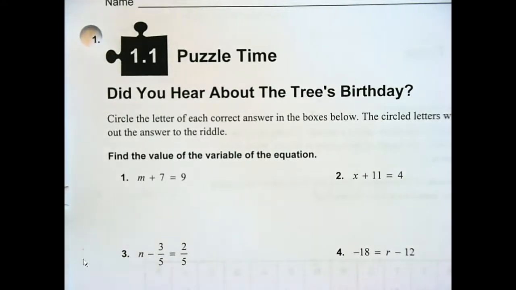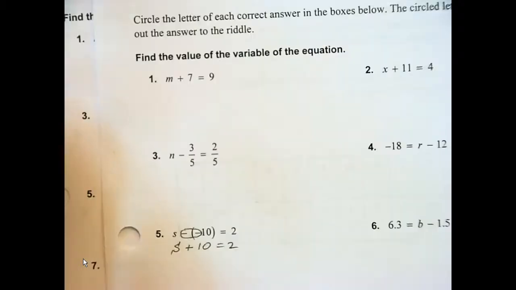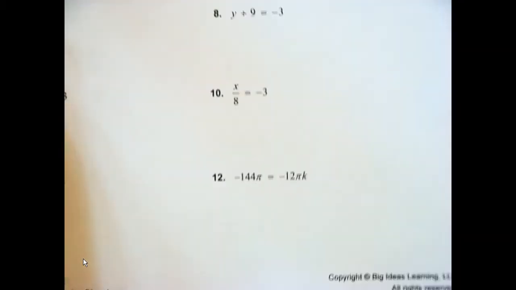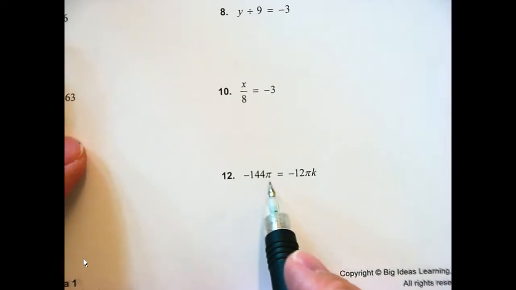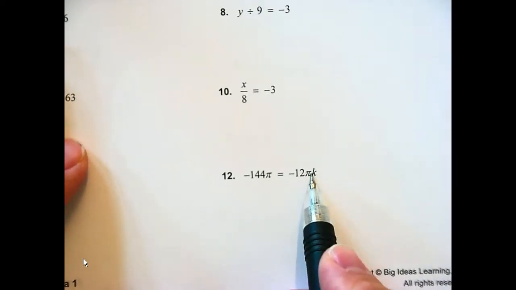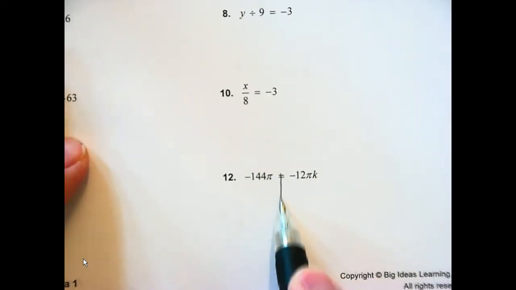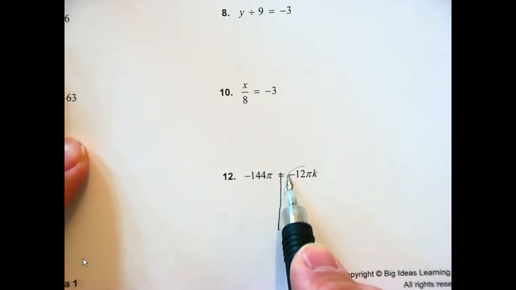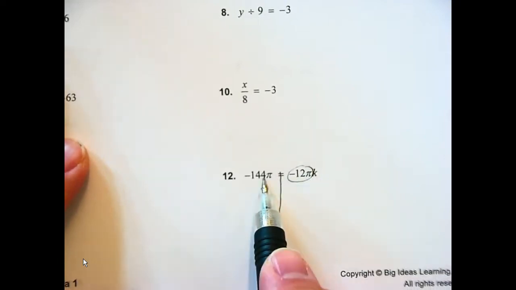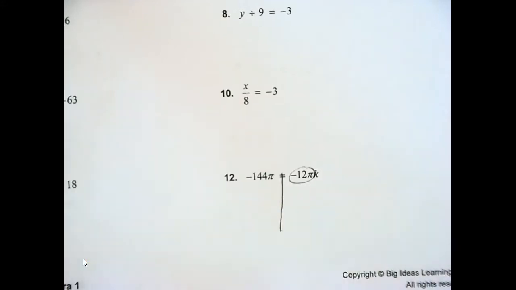Sarah. Yeah, notice on number 12 there is a pi there. That's kind of crazy, except for if I want to get k by itself, what am I doing here? Dividing by that whole thing. And when I divide a pi by a pi, I'm going to get nothing. It's going to cancel. So you don't have to worry about using 3.14.